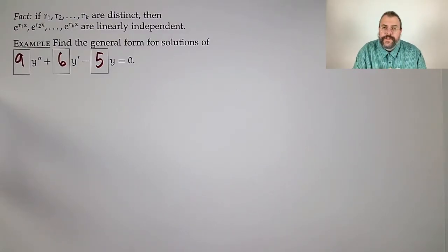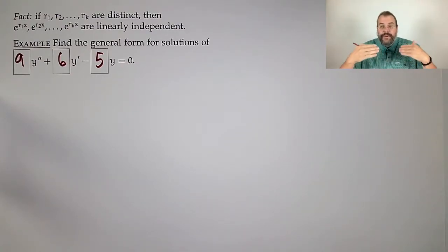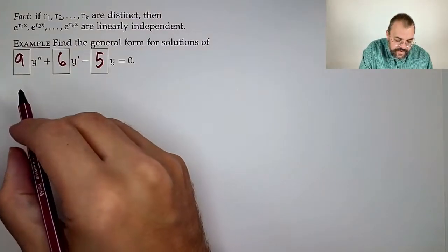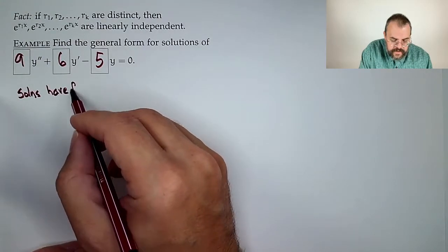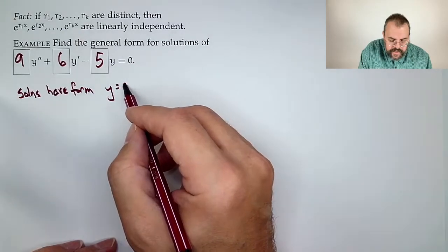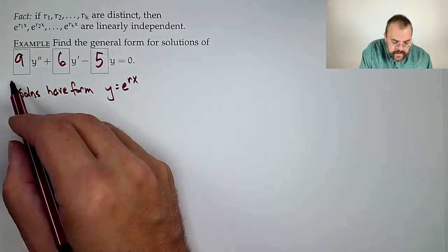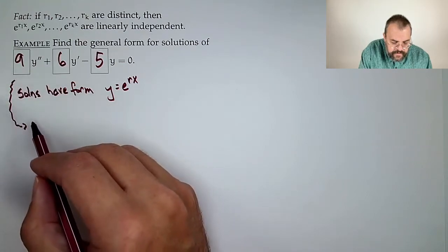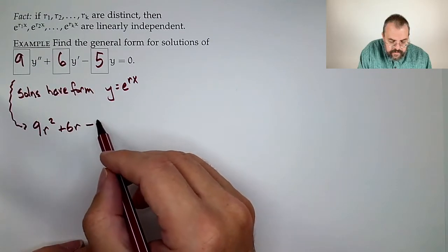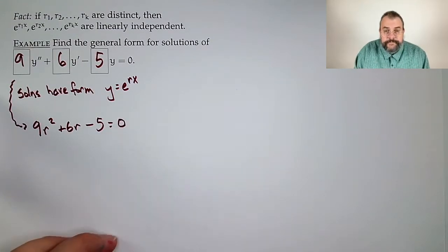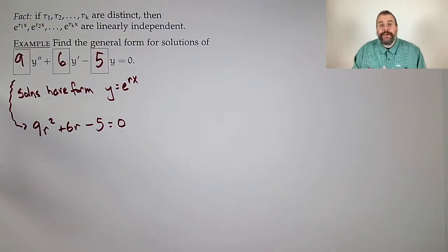Now, you might say, Steve, factoring, that's the differential equation. You're right. I should have pointed out that we've omitted a step here. If we want to solve this differential equation, we're thinking about e to the rx. So we're thinking about solutions of the form y = e^(rx), and then this becomes 9r^2 + 6r - 5 = 0. All right. So that's what I mean by factoring.